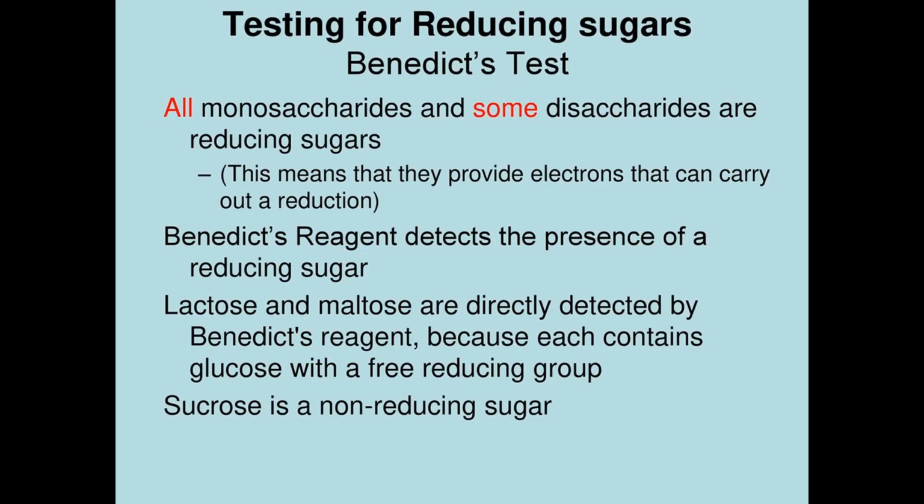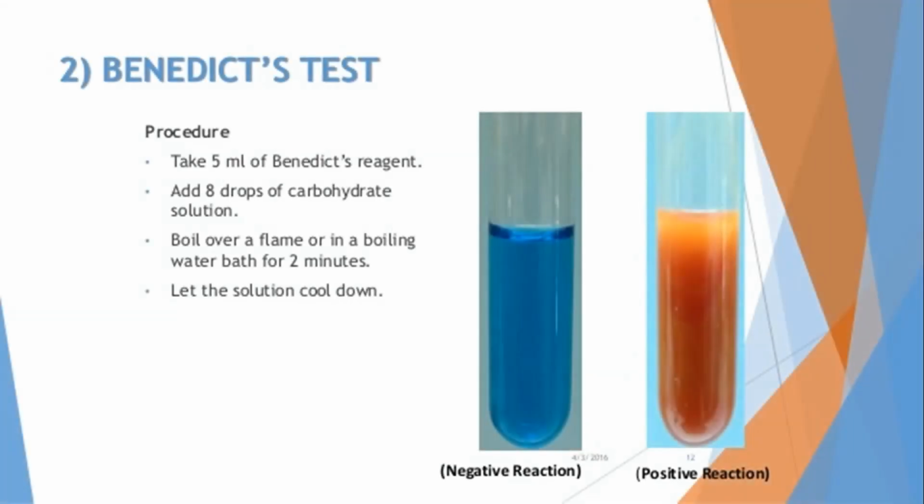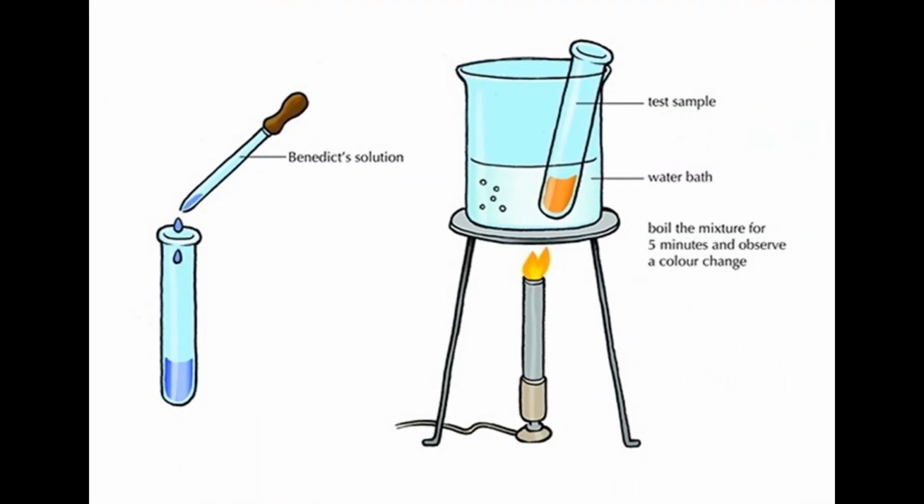Here is how to test for reducing sugars. Add Benedict's reagent, which is blue, to a sample and heat it in a water bath that boils the mixture for 5 minutes. If the test is positive, it will form a colored precipitate, solid particles suspended in the solution.